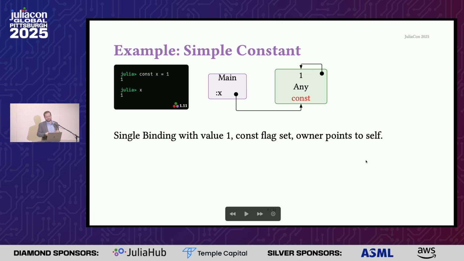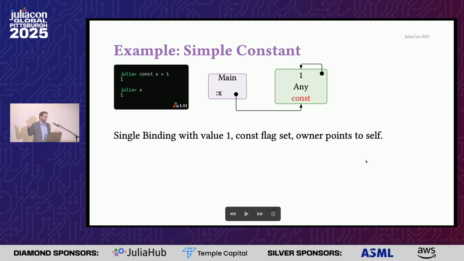So let's look at the simplest non-trivial case. I say const x equals 1. My binding table gets a new entry for x. I get a new binding object that has value 1, type any, and the flag set to const.